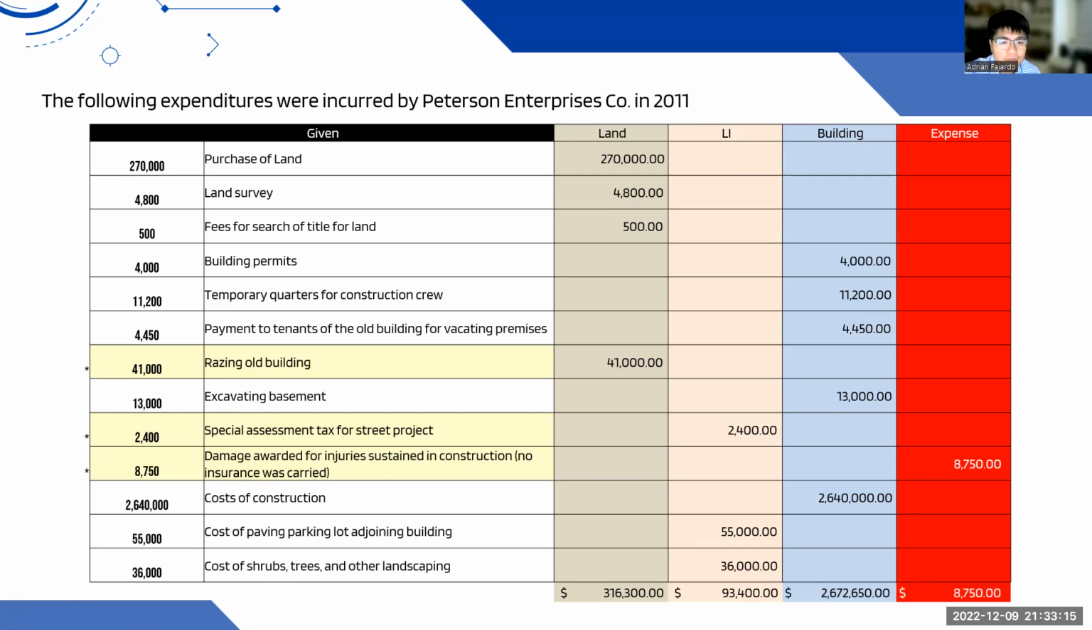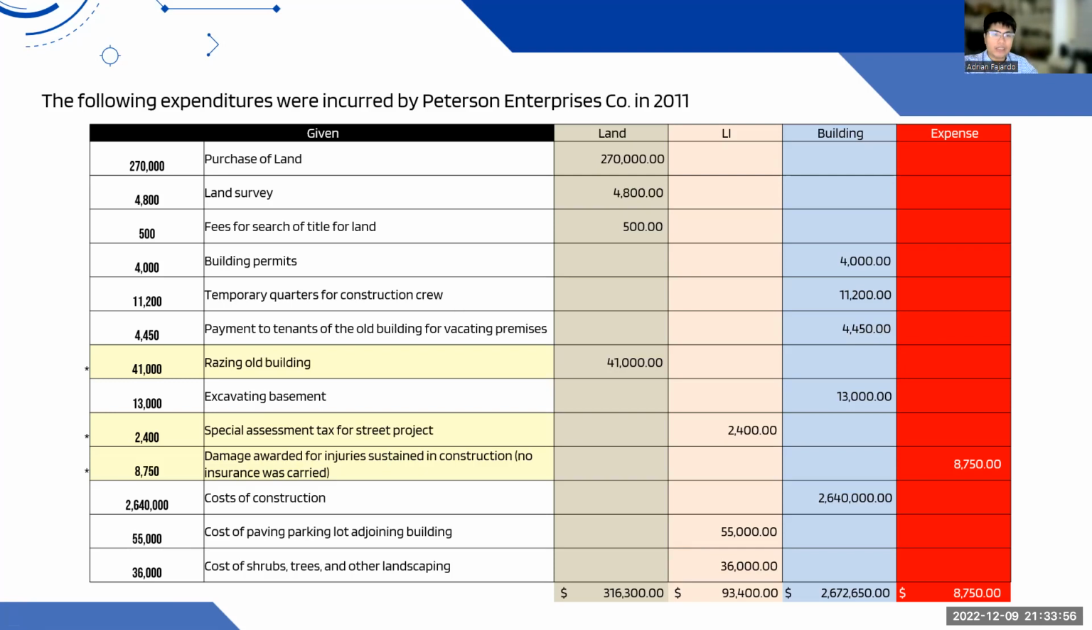So what you noticed, I highlighted everything I haven't discussed. Raising old building, I already discussed, but of course different since I used the term demolition. Special assessment tax, initially, I discussed this as land only. But as you can see, it can also be land improvement. So our new rule is, if you see an assessment tax, you look at what the tax is levied on. If it's on land, then it's land. If it's on a street project, which is a land improvement, then it's land improvement. If there's damage or injury during construction, you don't capitalize. These are expenses. So this is the final answer for Peter's enterprise, right?